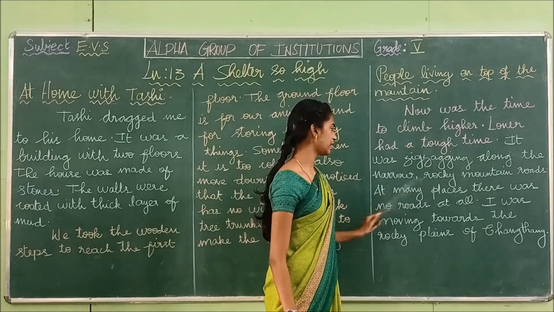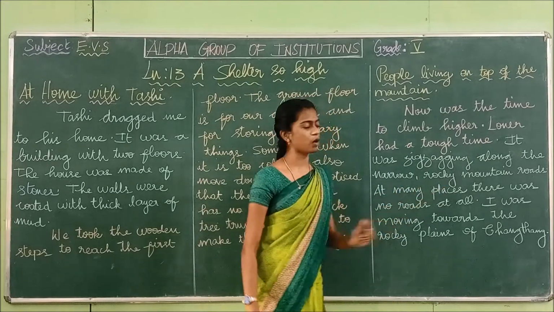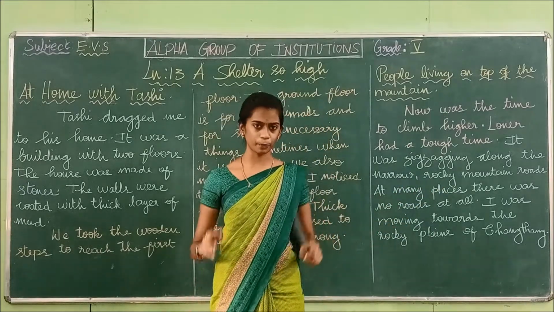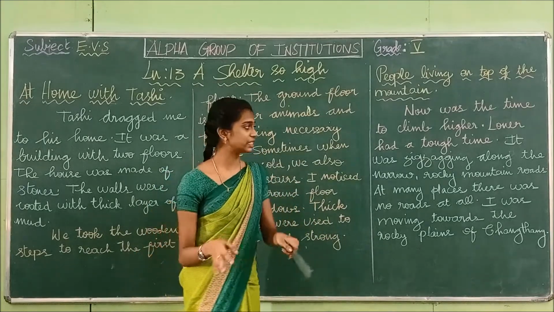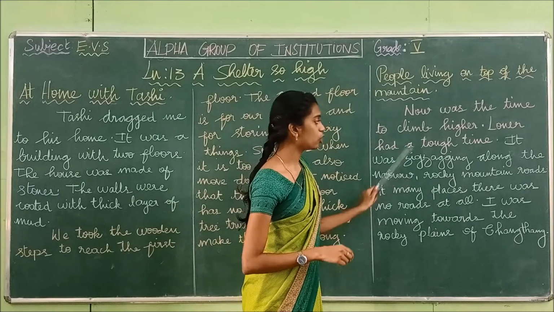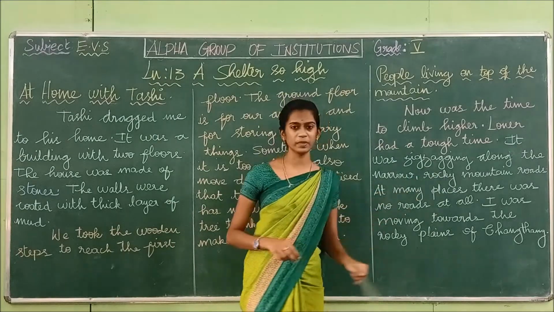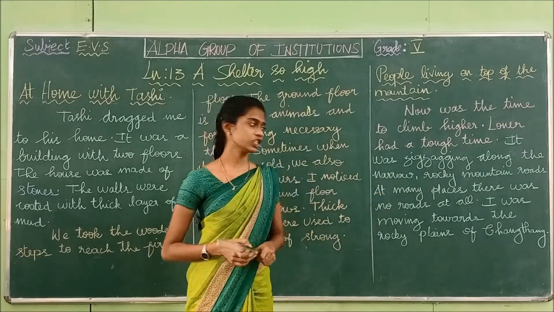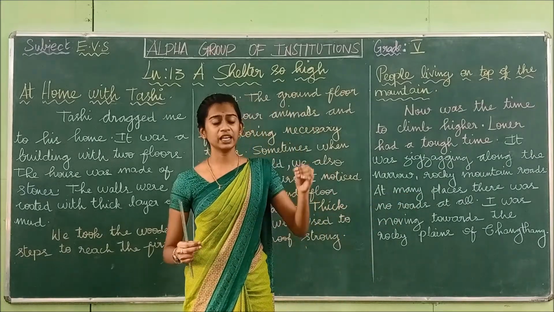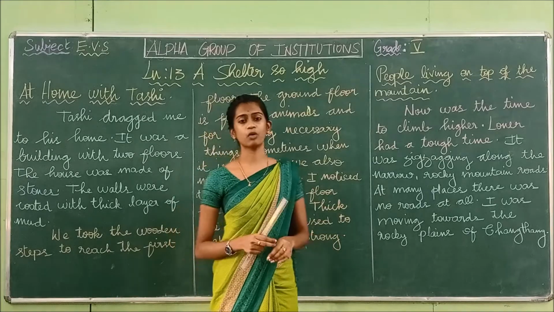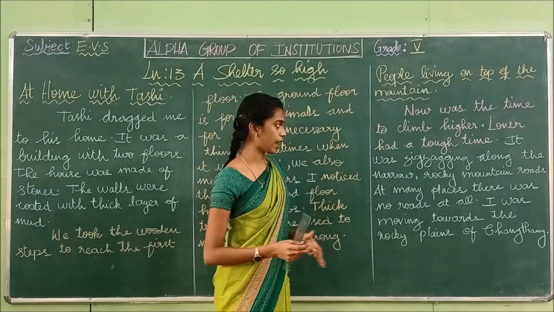It was zigzagging along the narrow, rocky mountain roads. So the roads are not proper. Okay, it was not in a straight line. It seems to be zigzagging along the narrow, rocky mountain roads. Narrow means very short. And rocky mountains: the mountains have rocks. So the mountain is a rocky one.